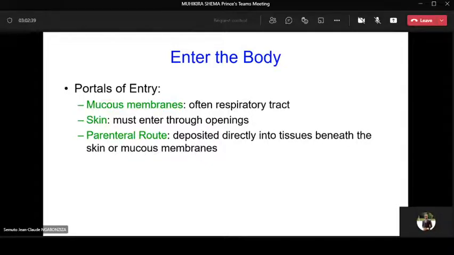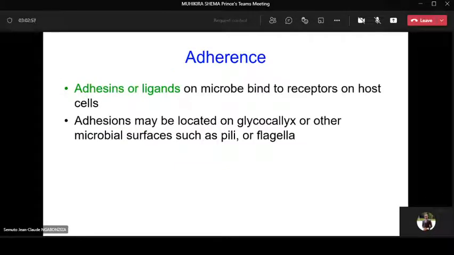Entry point. We have mucous membrane, we have skin, we have the injection that we do. All this can be the entry point of the pathogen, the bacteria. We said adherence is the first. We have seen adhesins, ligands on microbes, and receptor on host. This may be located on glycocalyx or other microbial surfaces such as pili, flagella, and allow this bacteria to really stick on their host.